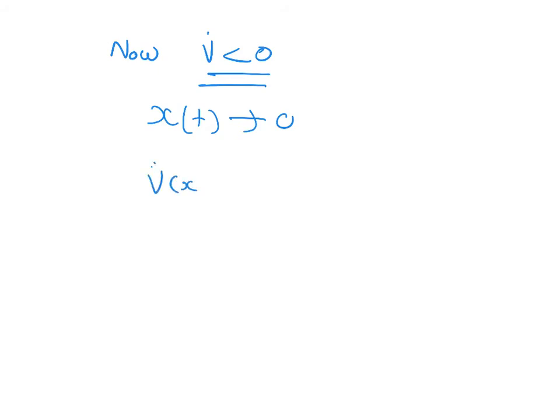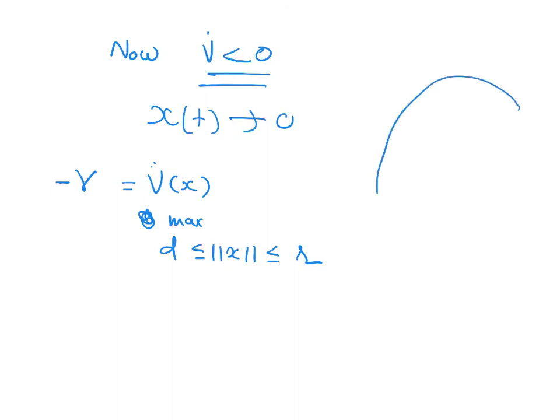We define a number called gamma, which is minus the maximum of v dot of x. If you remember our B_r, this is B_r. In this B_r, because we know that in D itself v dot is negative definite, within this ball I find the maximum rate, and we say that number is minus gamma. This is just for the proof.